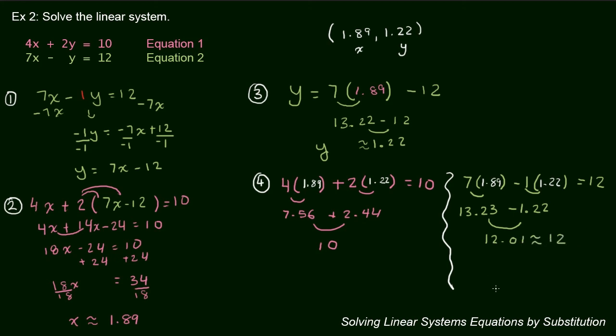Now, we are not going to always get perfect numbers when we check solutions that have decimal values. Because this is an approximation, as long as our checks are as close to the original value as possible, within a few decimals away from the original value, then we can say that this solution of 1.89 and 1.22 is a solution to this given system.